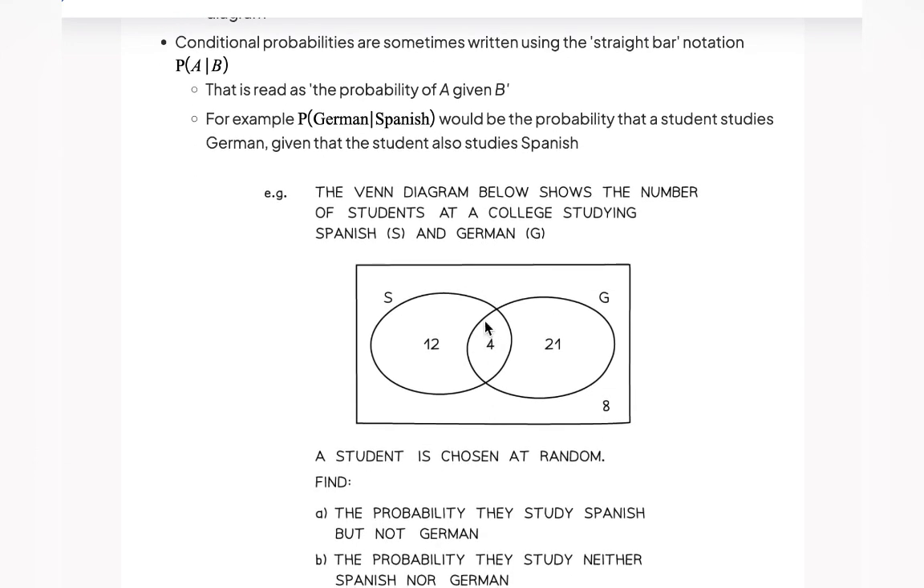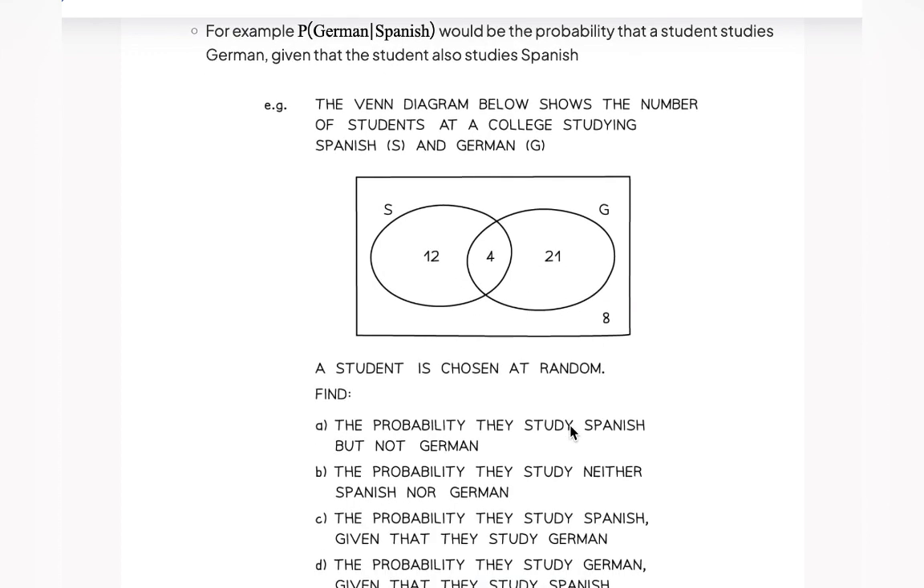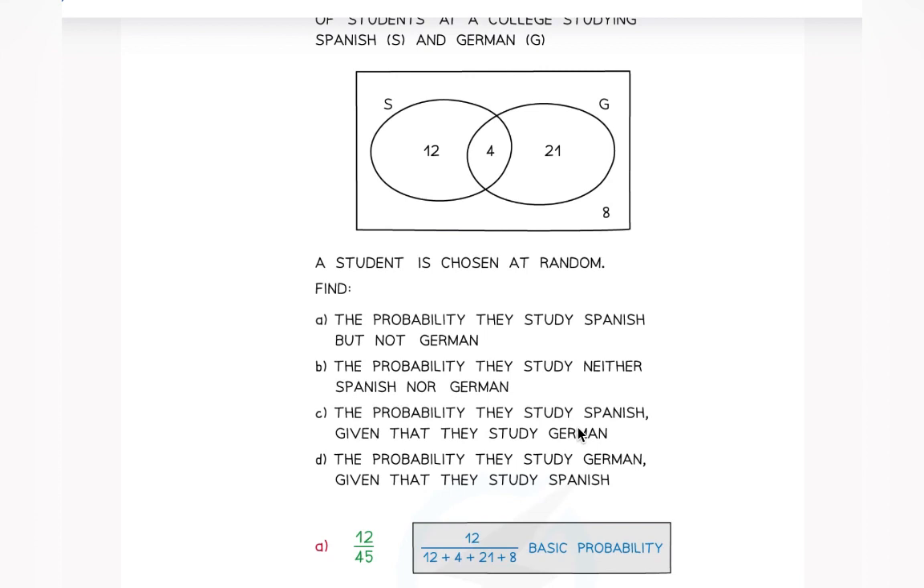For example, look at this question. The Venn diagram below shows the number of students at a college studying Spanish and German. So there are 12 students studying Spanish, 21 students doing German, 4 students doing both subjects, and 8 students doing neither. Meaning 8 students are not doing Spanish, neither do they do German. A student is chosen at random. Find the probability that they study Spanish but not German. That's the first question.